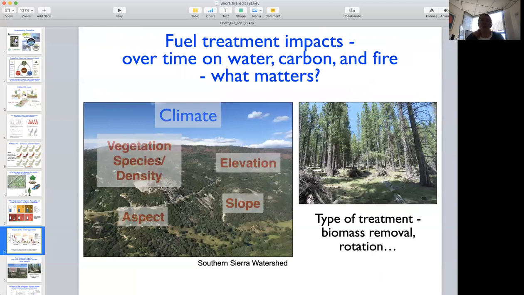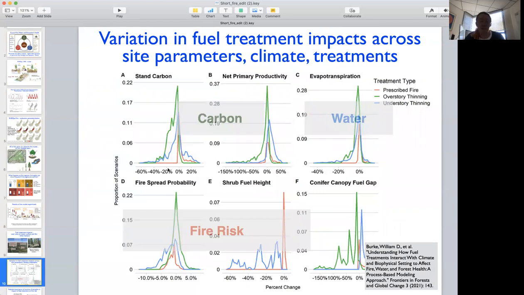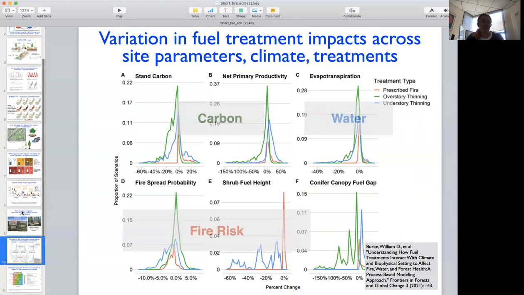We also use our model to ask questions about fuel treatment effectiveness. Right? How does the effectiveness of fuel treatment vary depending on the climate you get after you do the fuel treatment? How does it change with the type of fuel treatment or with the vegetation species or where in the watershed you do the fuel treatment? Our model then generates probability distributions that tell us how the effectiveness of fuel treatments on fire risk is likely to vary, and what the implications are for carbon cycling and for water supply.